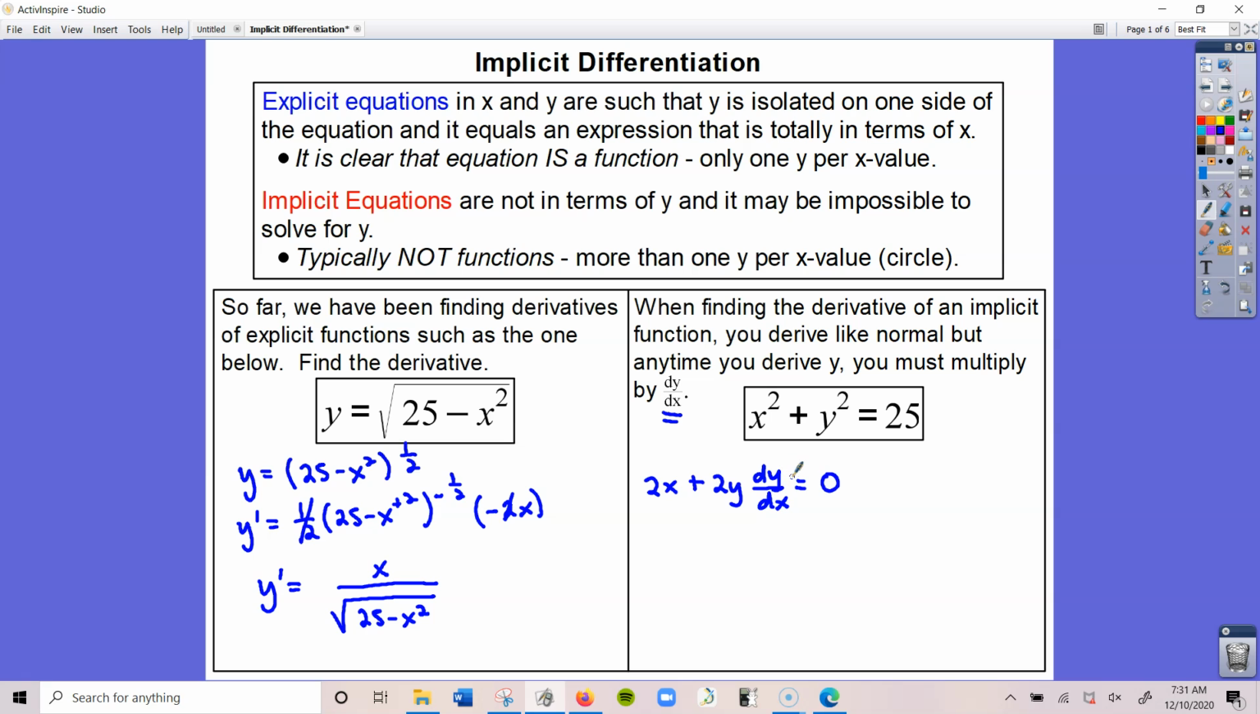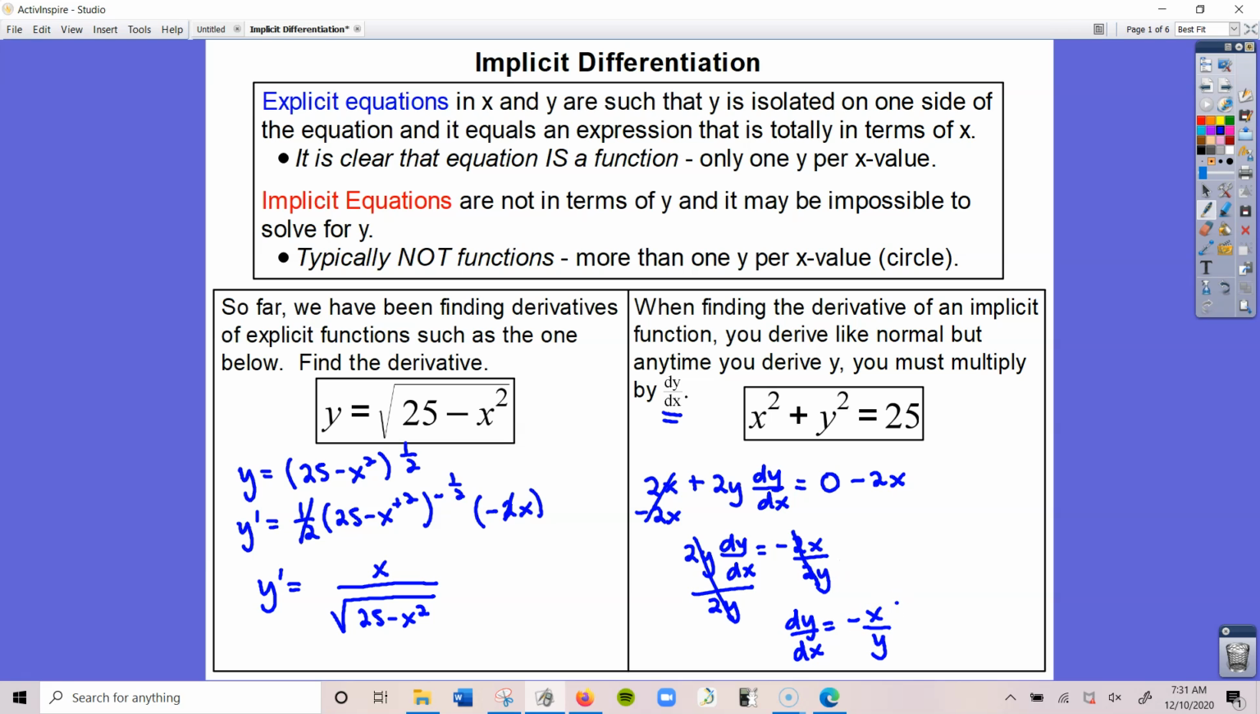When you do this, your goal is to solve for dy/dx because that's the equivalent of y prime. So we want to get that alone so that I have the derivative of y with respect to x. So we would subtract this 2x and we get 2y dy/dx is equal to negative 2x. Finally, we would divide by 2y. And here we would get my derivative dy/dx is equal to, these 2's would cancel, so negative x over y.